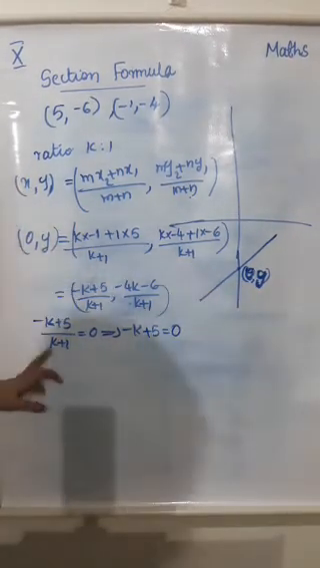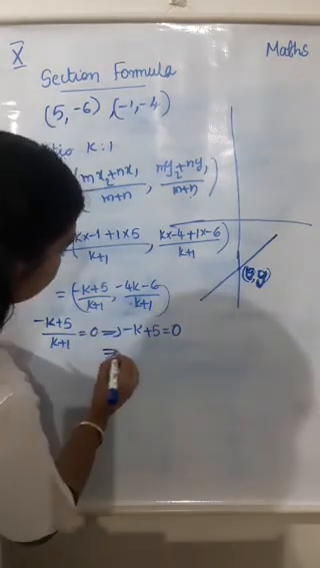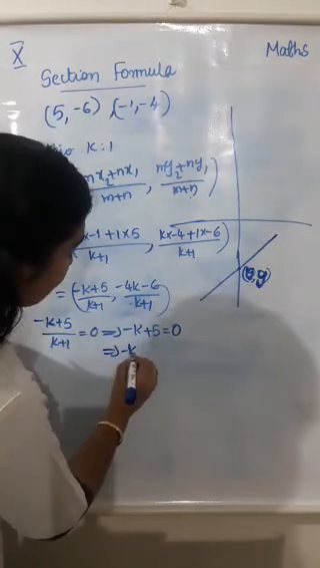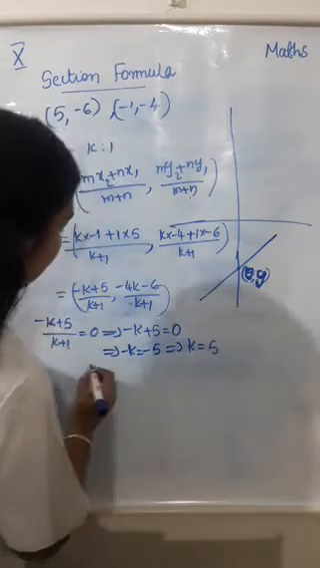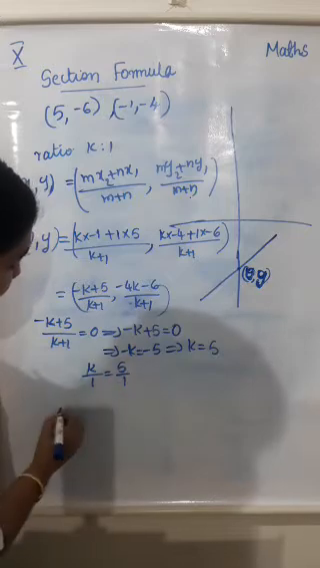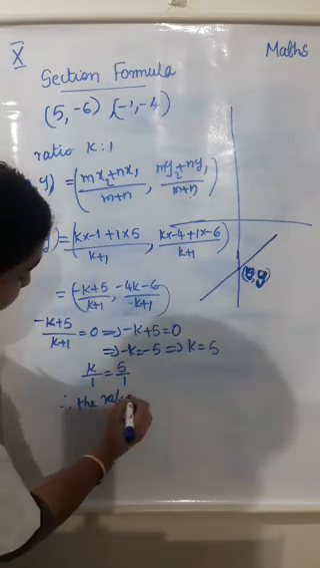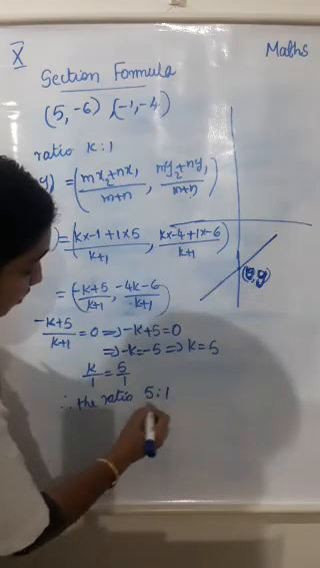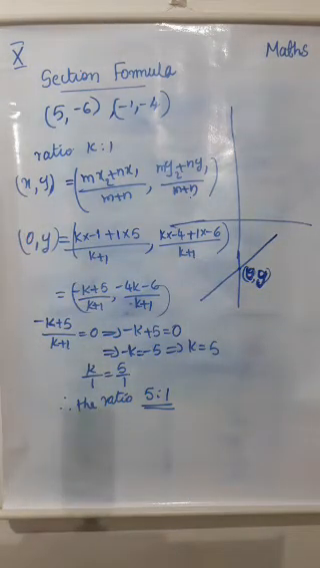0 into k plus 1 is 0. So negative k is equal to negative 5, which implies k is equal to 5. K is equal to 5, that means k by 1 is equal to 5 by 1. Therefore the ratio is 5 is to 1.